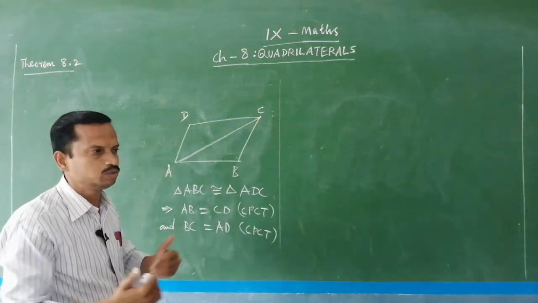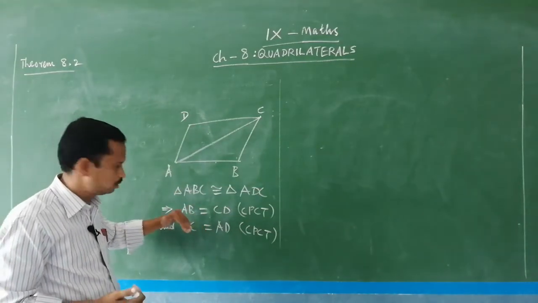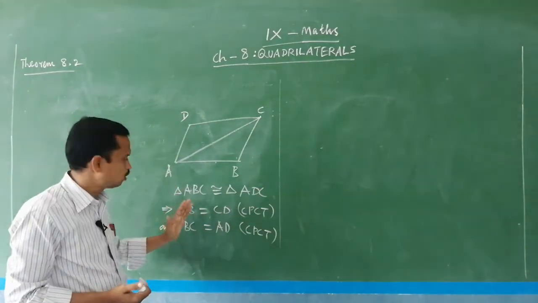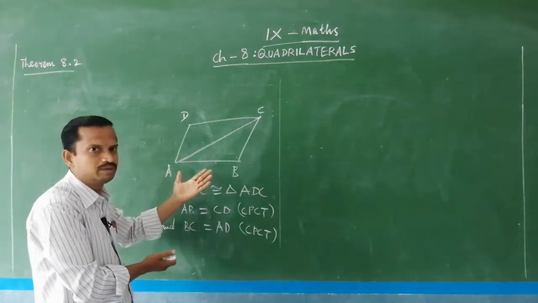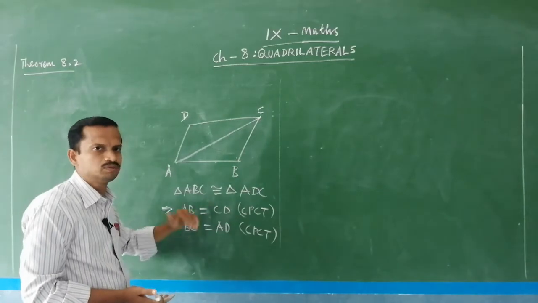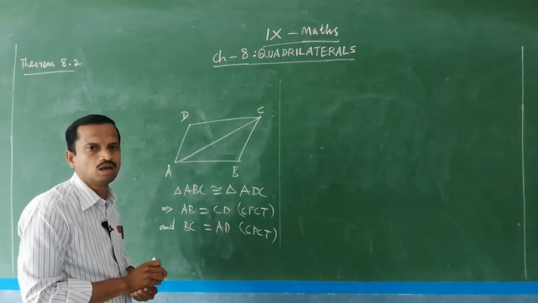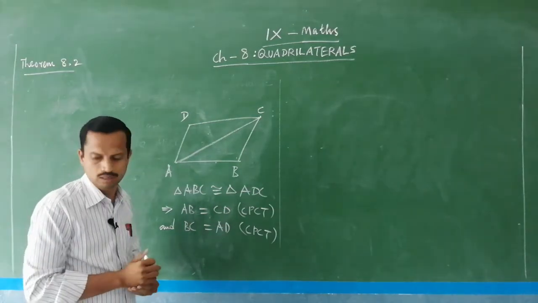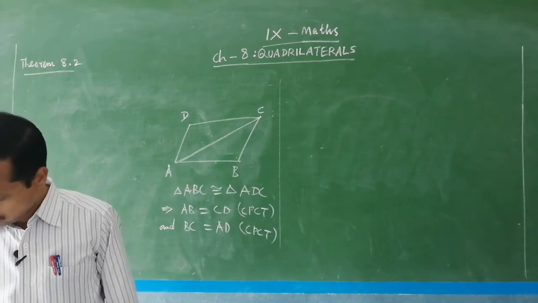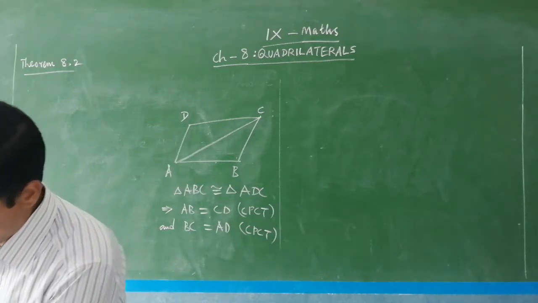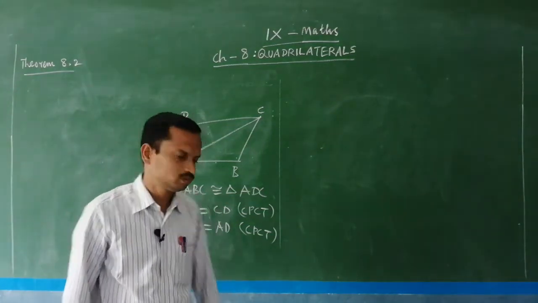So, we have to continue with 8.1, and this is the part we have to do to prove 8.2. That is all. By continuing with 8.1, this alone is enough to prove 8.2. Opposite sides are equal. So, that is 8.2: in a parallelogram, opposite sides are equal. So, we have proved it.